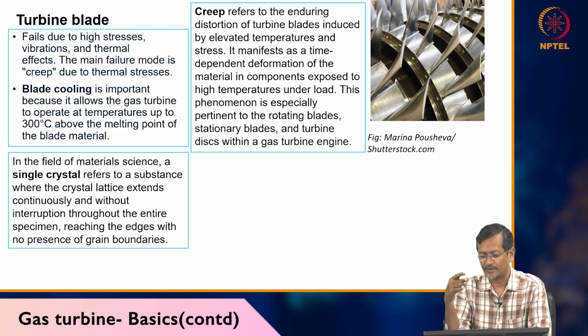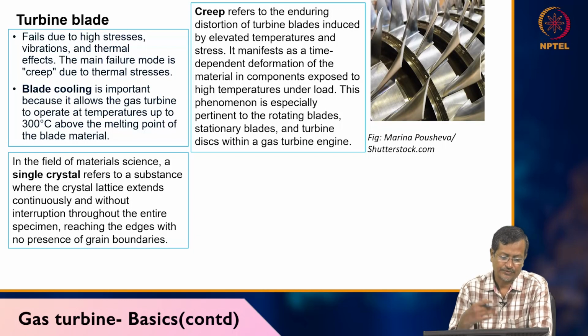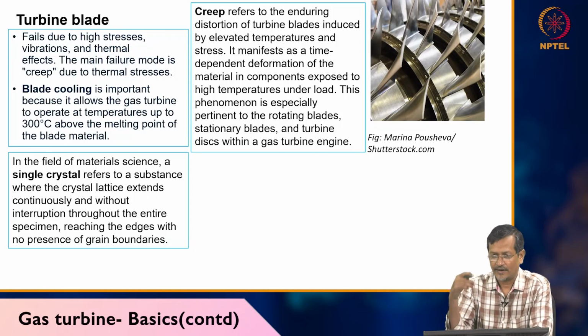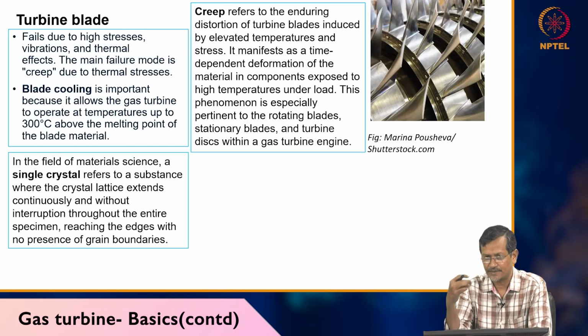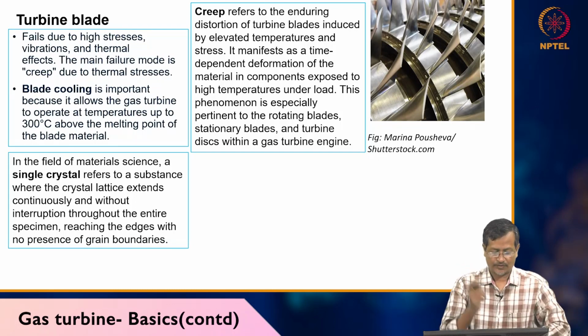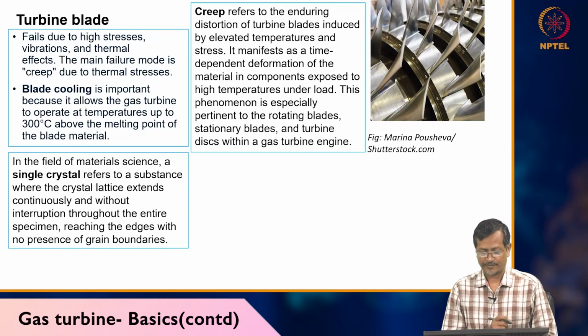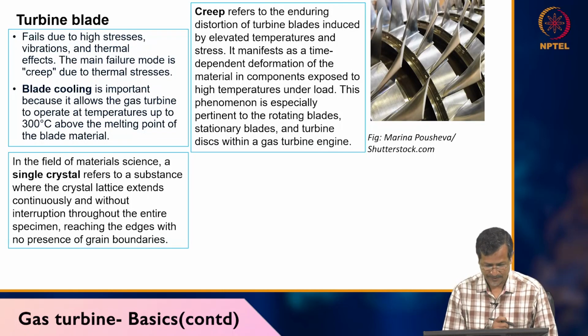Because of that, your turbine can fail or it will be giving less power output. So to avoid creep, we have to select material in such a way that at high temperature it will not be affected so much. And so we need a blade cooling arrangement. Blade cooling arrangement means we must have certain arrangement so that temperature can be limited within certain limit.